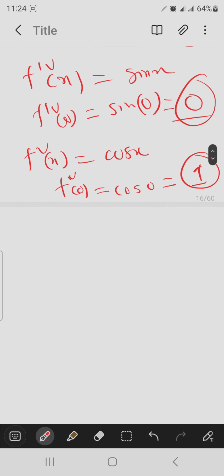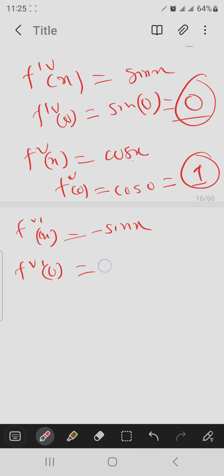Oh, the next one, I'll find f vi of x. So differentiate this is going to be what? Minus sin x. So f vi of 0 will now be equal to what? Minus sin 0. So minus sin 0 is equal to what? 0. So I need this as well. I hope you understand what I'm saying.